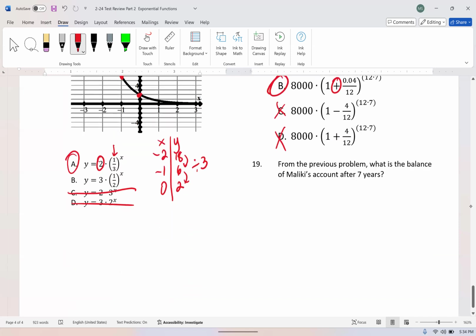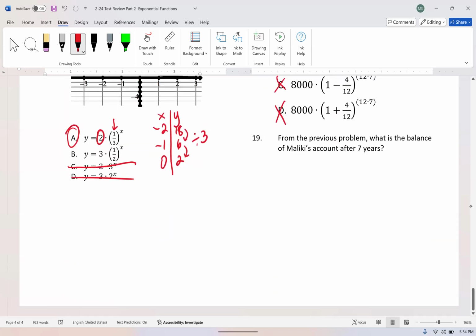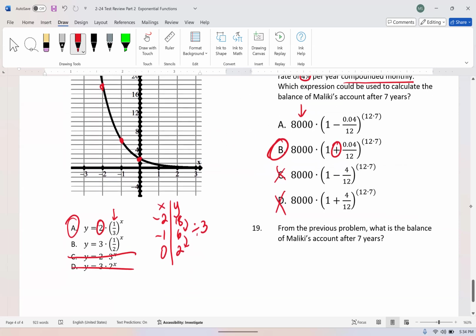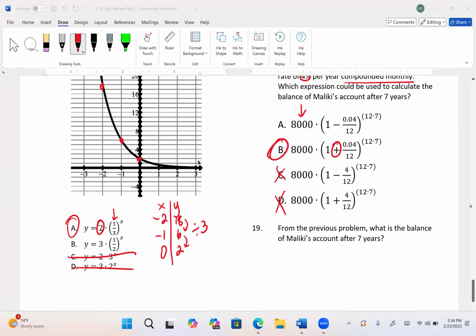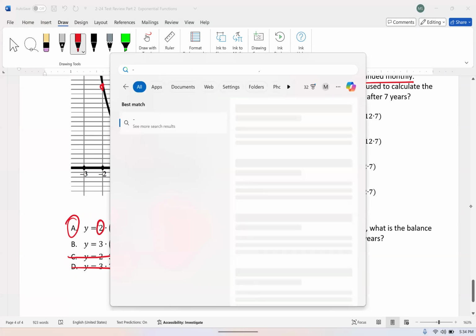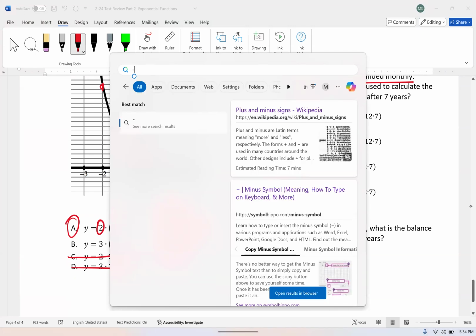All right. And number 19, it says from the previous problem, what is the balance of Malachi's account after 7 years? So we're going to need a calculator here. So I'm going to pull up my calculator. My calculator is going to look just a little bit different, I'm sorry to say, than yours.